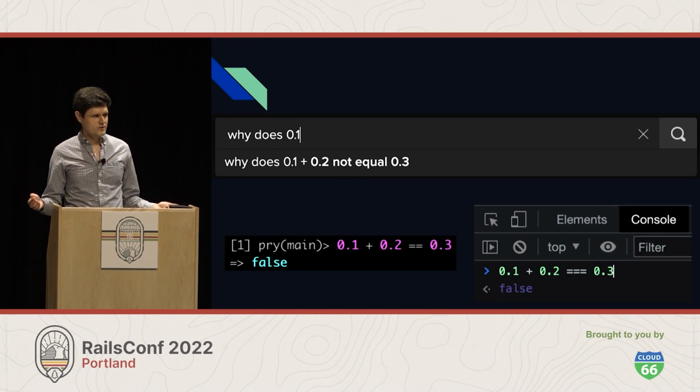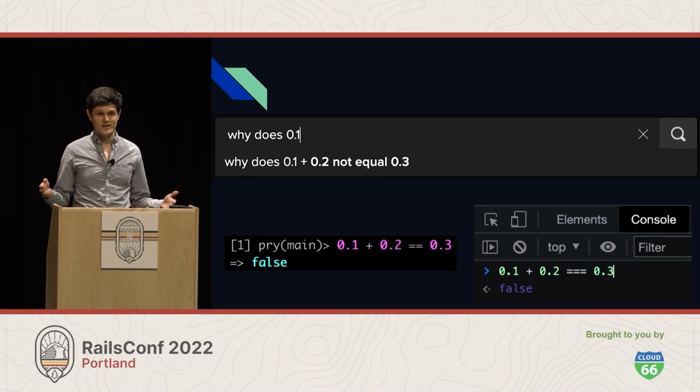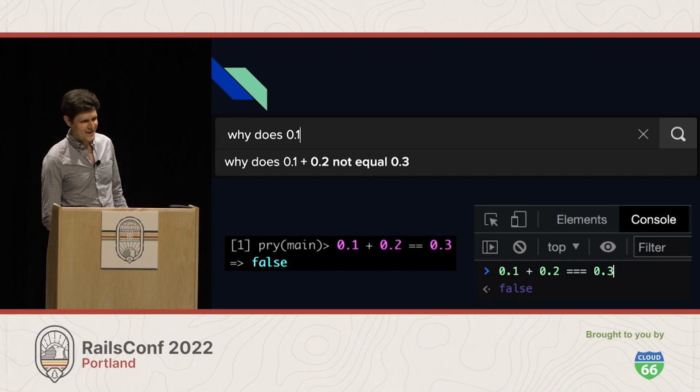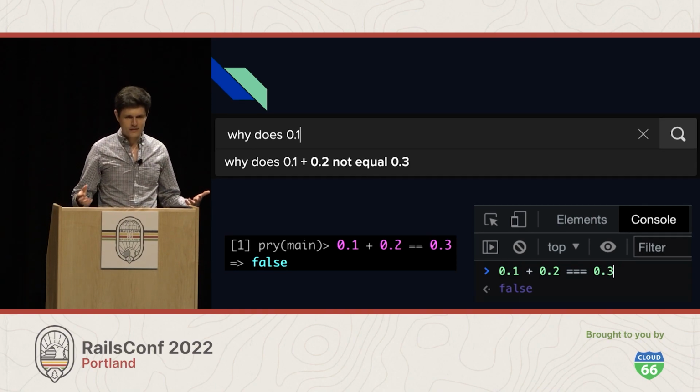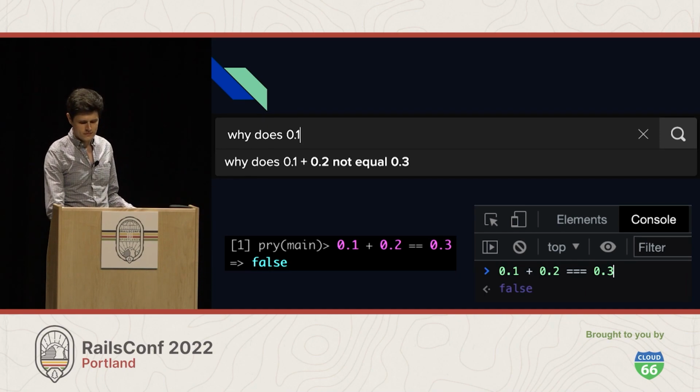Though, full disclosure, it was kind of annoying. I went to Google and I went to DuckDuckGo and none of them had it as the top suggestion. So if nothing else, even if this talk really bombs, I'm pretty sure I'll be the only talk in all of RailsConf that has a screenshot from Microsoft Bing. So that's something, right? But to answer why this is happening, why 0.1 plus 0.2 doesn't equal 0.3, let's actually look at numbers.